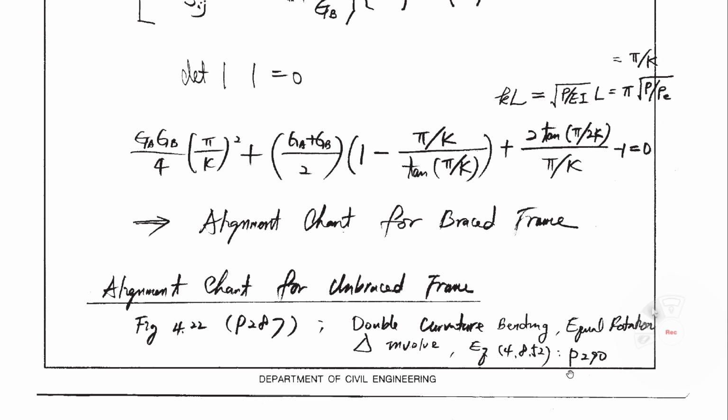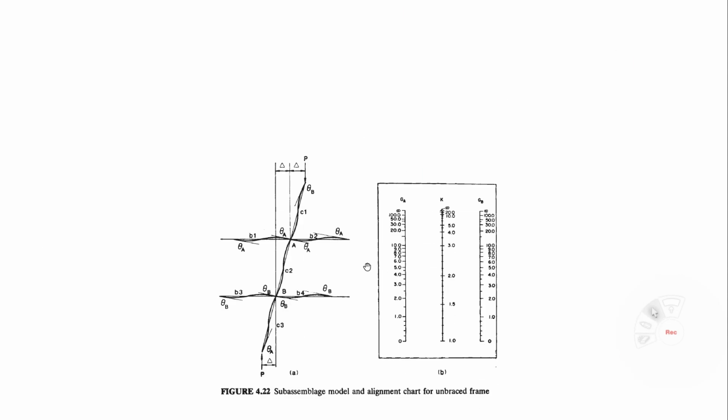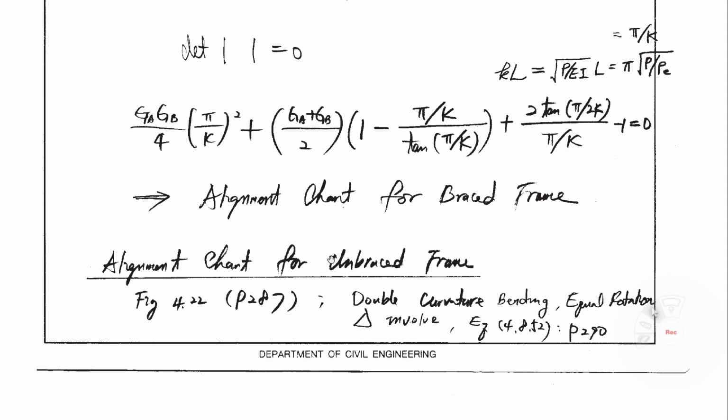It is on textbook page 290. Then using those equations, you can draw this alignment chart. In this case, the unknowns are theta A, theta B, and delta. So you need three equations. Moment equilibrium at this joint, right? The summation of the moment equal to 0. Summation of moment at B equal to 0, right? You have two equations, and then another equation is story shear equal to 0. Because there is no lateral load here.